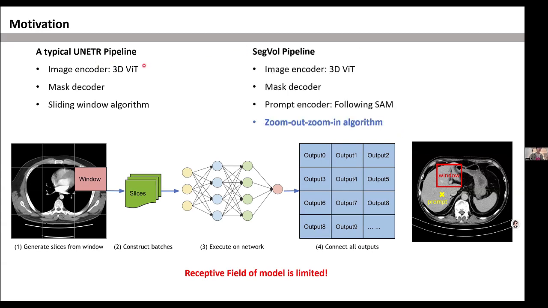Very similar to the UNETR, we have a 3D ViT as our image encoder, and we have the mask decoder. And we also have a prompt encoder to encode prompts like points and boxes. To solve this problem just presented, we propose the zoom-out, zoom-in algorithm.